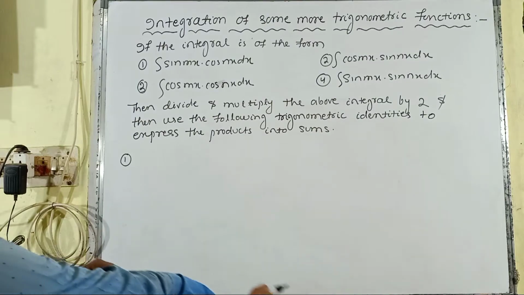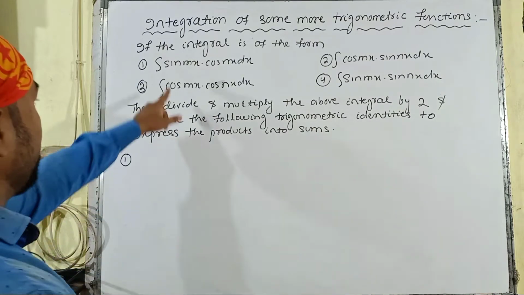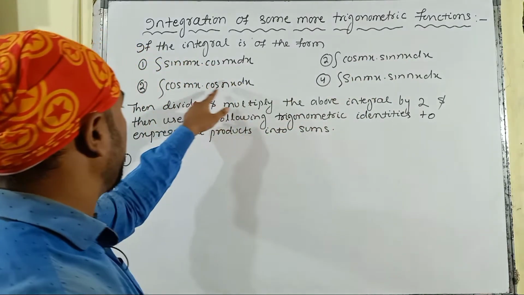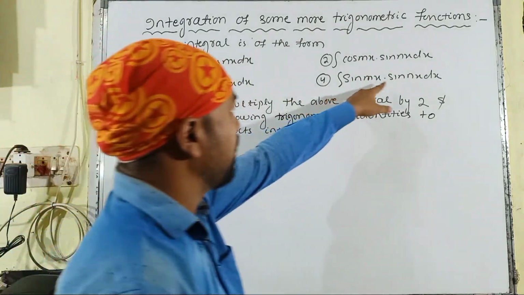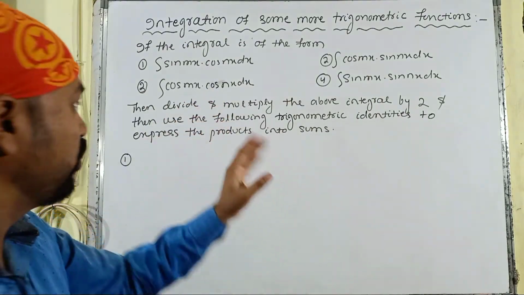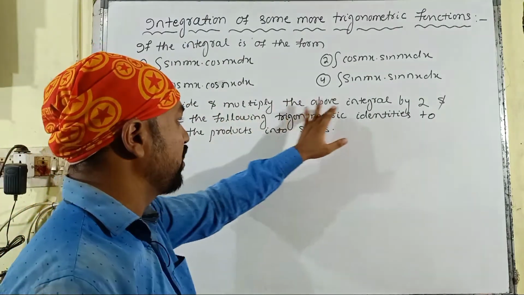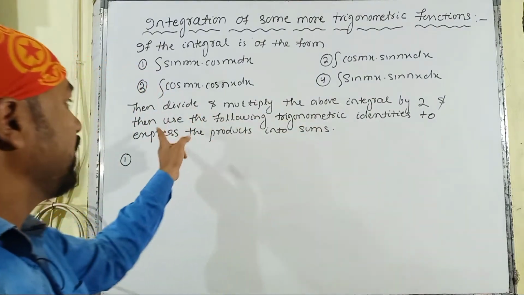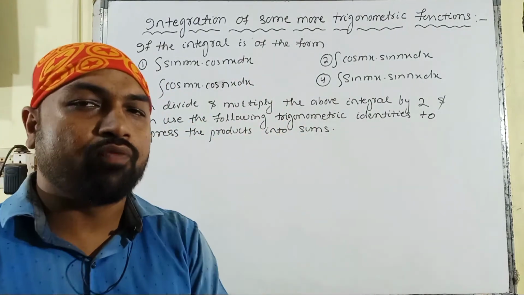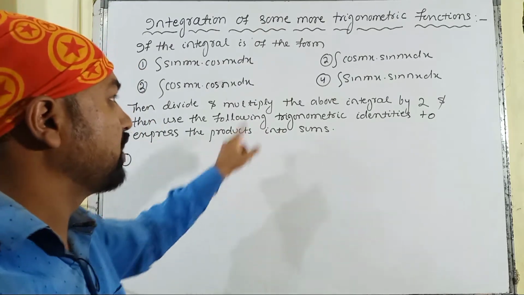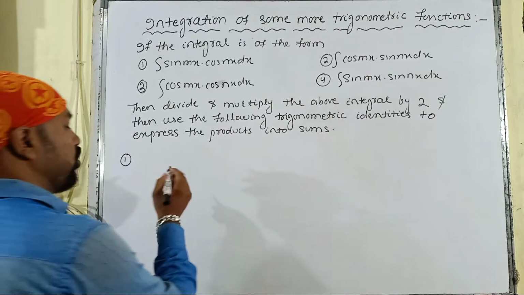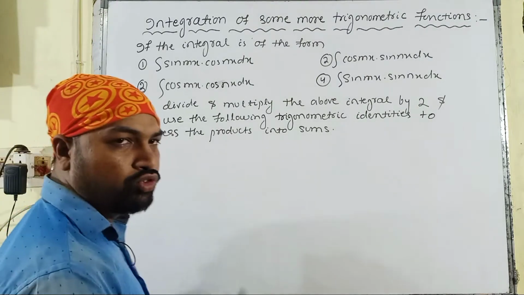So here it is: if the integral is of the form integral of sin mx cos nx dx, or cos mx sin nx dx, or integral of cos mx cos nx dx, or sin mx sin nx dx, then according to the procedure, first of all we have to divide and multiply the above integral by 2, and then use some appropriate trigonometric identities to express these products into sums. So what are the trigonometric identities that we are going to use in this video session?